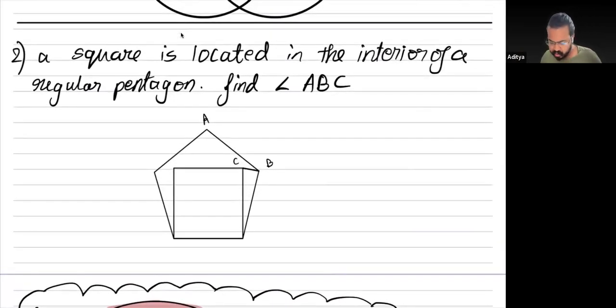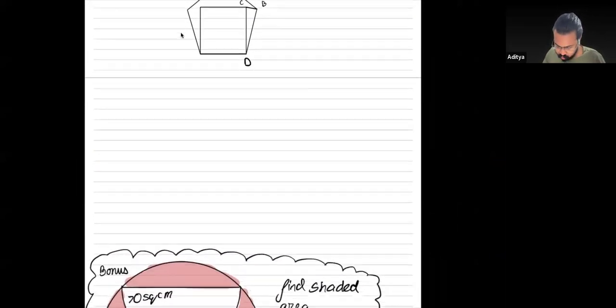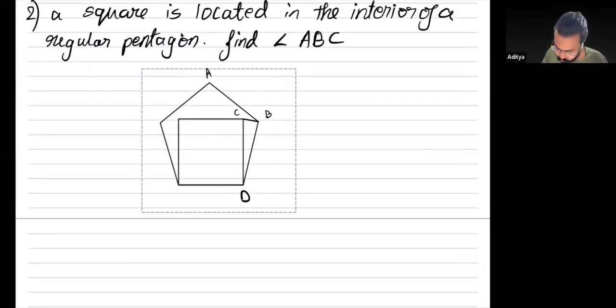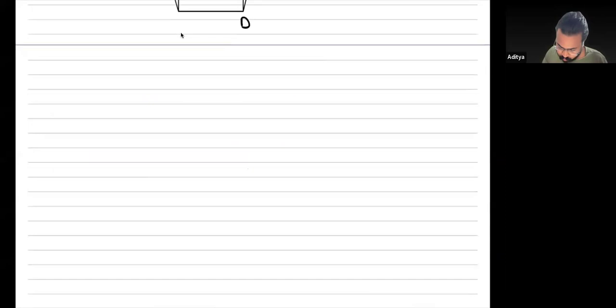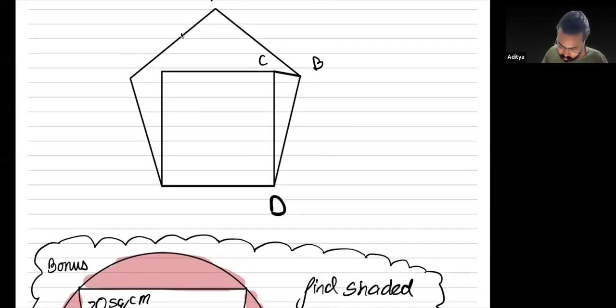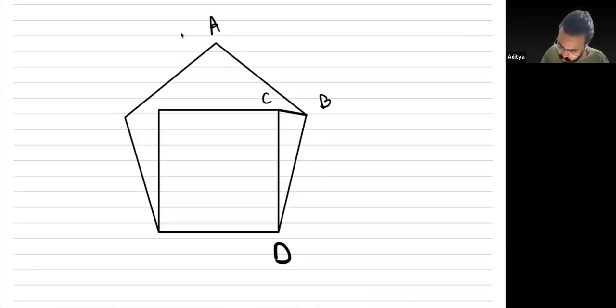Okay, there is one isosceles triangle that you need to identify. What is the interior angle of a regular pentagon? Angle AB. Let's call this point D because it will be very useful. I'll bring all of this bonus question stuff below. Okay. This angle is 90 degrees.